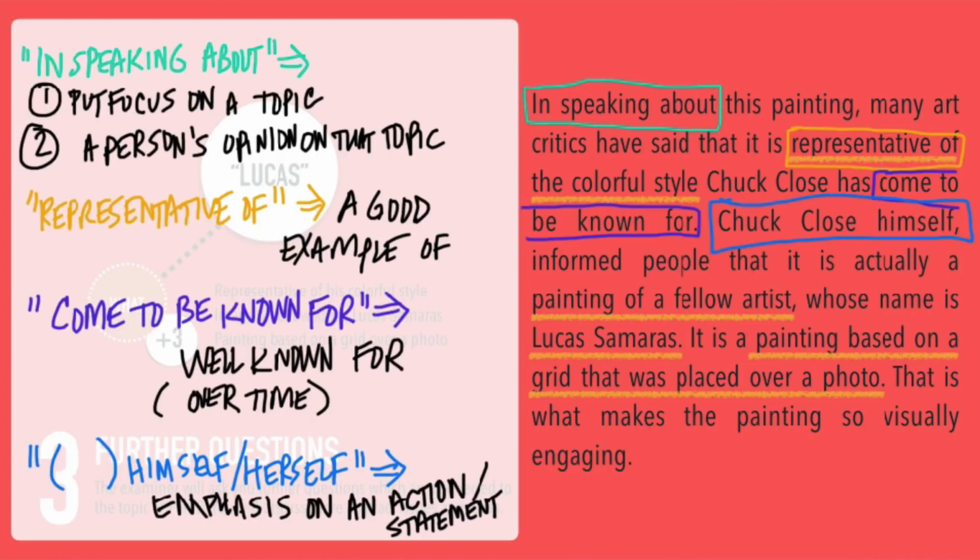So remember, when you're answering during the third part of the IELTS speaking test, you want to use these patterns to show that you're giving more information and also that you're thinking not only about your opinion, but about someone else's opinion to add to your answer.